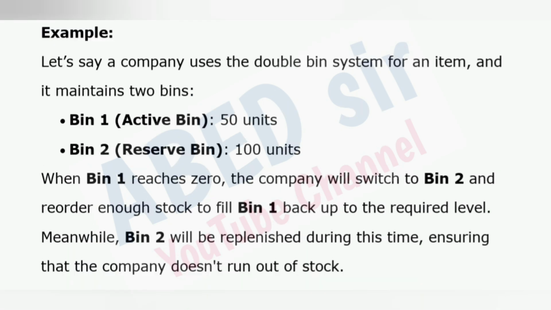Example: let's say a company uses the double bin system for an item and it maintains two bins. Bin 1, active bin, 50 units. Bin 2, reserve bin, 100 units. When bin 1 reaches 0, the company will switch to bin 2 and reorder enough stock to fill bin 1 back up to the required level. Meanwhile, bin 2 will be replenished during this time, ensuring that the company doesn't run out of stock.